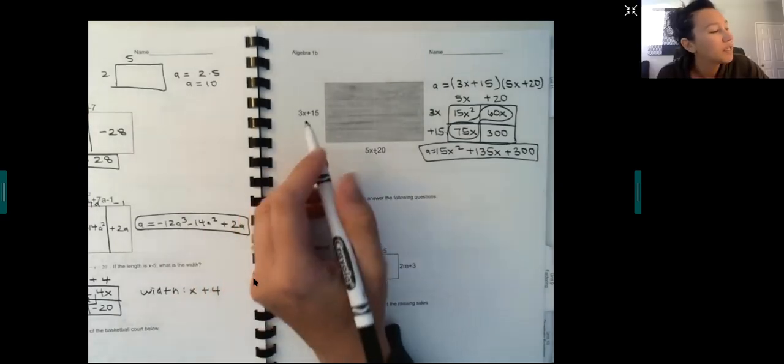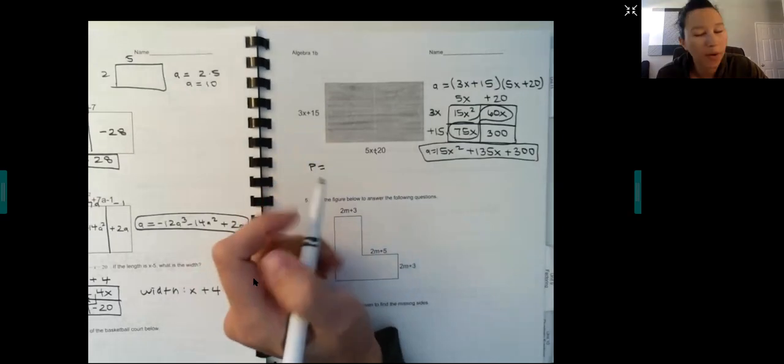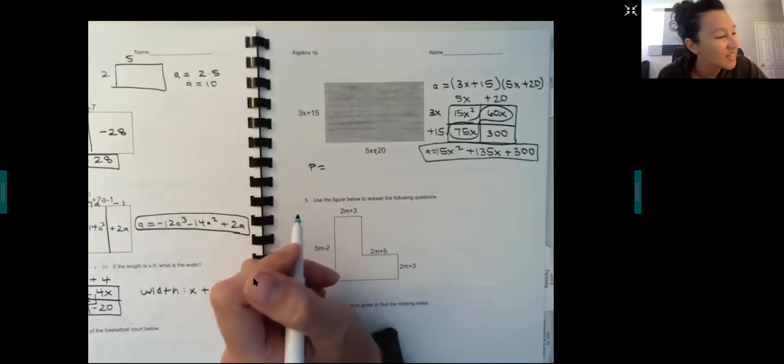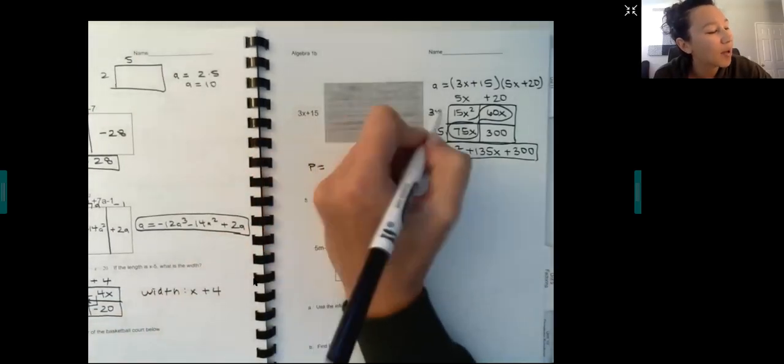So Amari, what would we do? What do we need to add up to find the perimeter? I never figured that part out, actually. Okay, Kaleni, do you know? No, I don't. So remember, we just did all the perimeter. So remember, you have to add up all the sides.